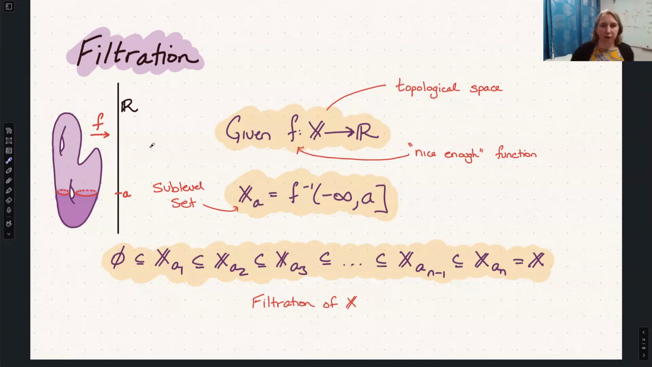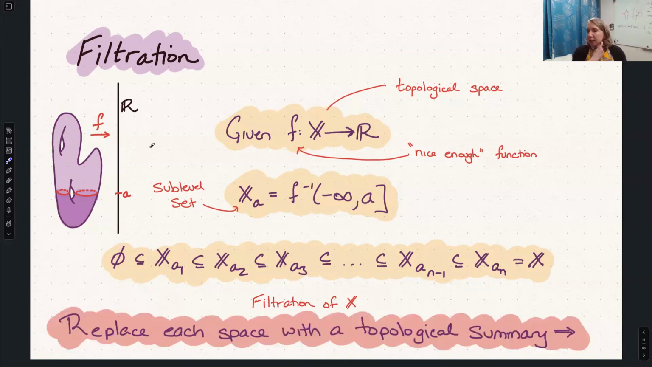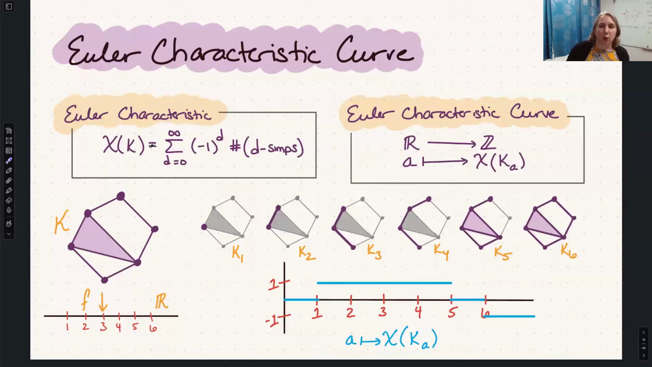Okay, so these are filtrations. The idea here is that once you've taken your space and broken it up into pieces, I can replace each of those subspaces with your favorite topological invariant and see what happens. Our favorite topological invariant, as of the last 3 slides, is the Euler characteristic. So this is what we're going to do. Let's take a look at this particular example.